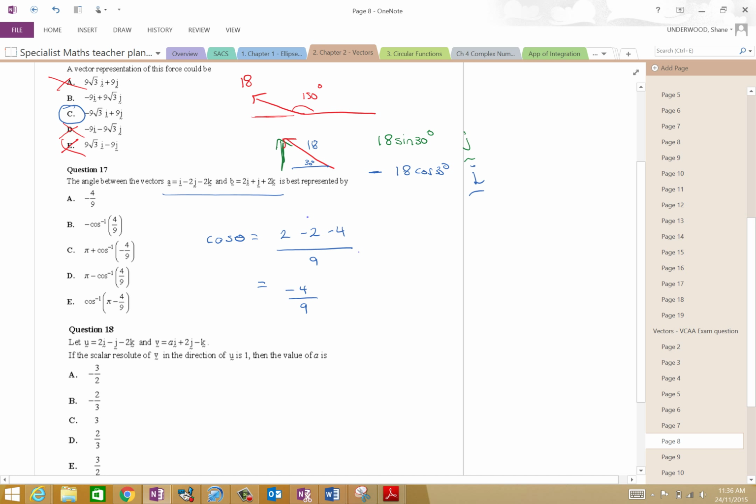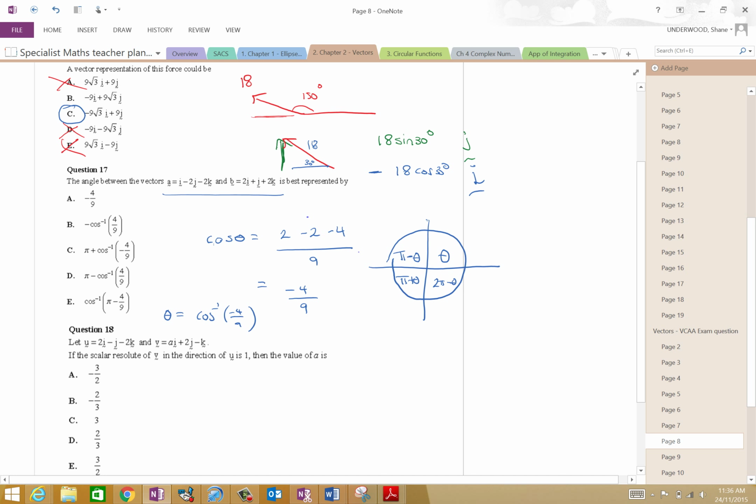Now let's think quickly, what would be the rule for the second quadrant? I've got theta here. What goes in here? Pi minus theta. What was this one over here? The third quadrant is pi plus theta. And that is 2 pi minus theta. So, how would I work out theta? Theta is equal to the inverse cos of minus 4 on 9.